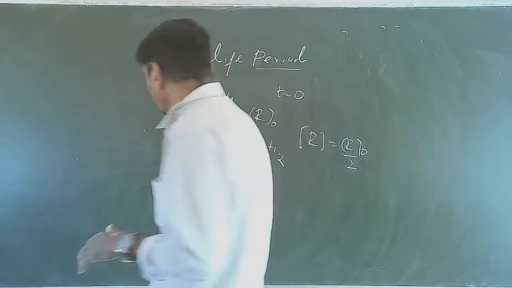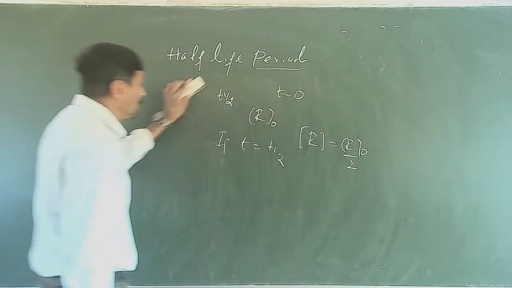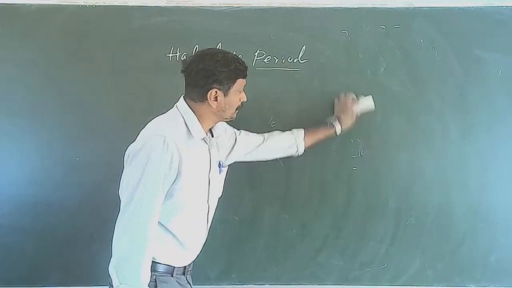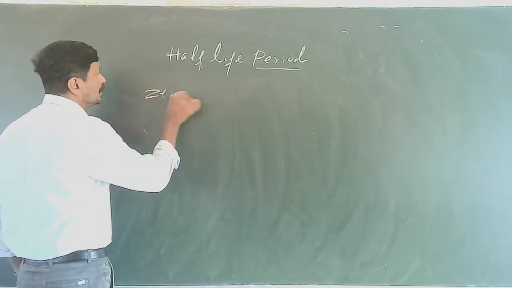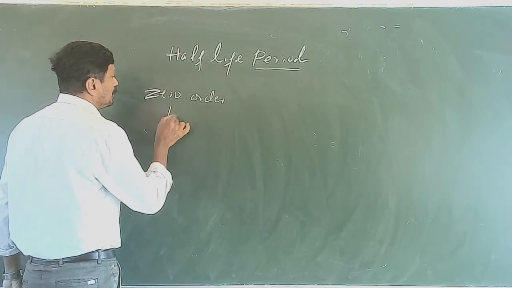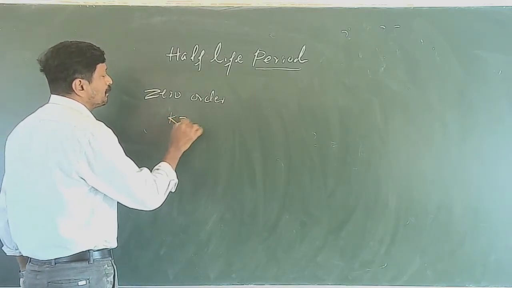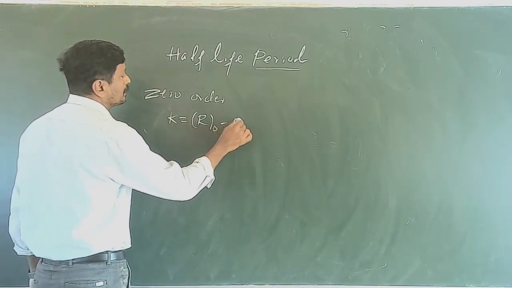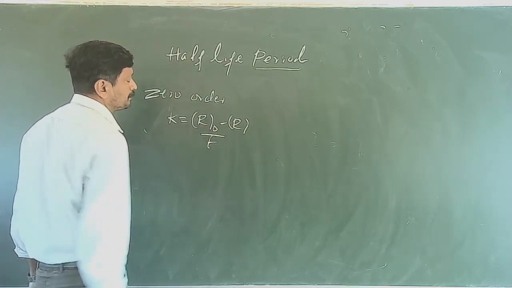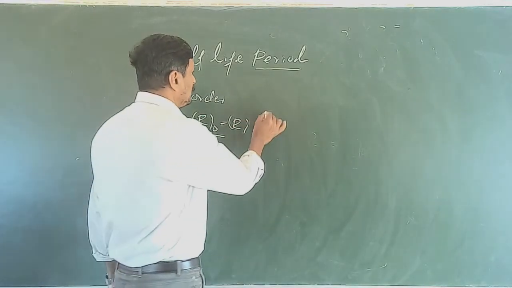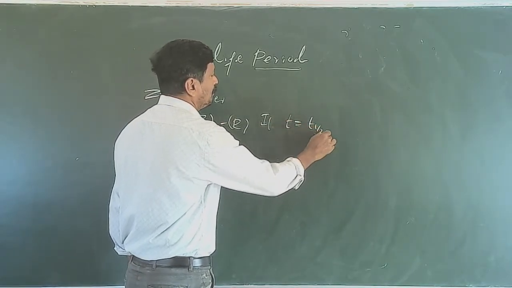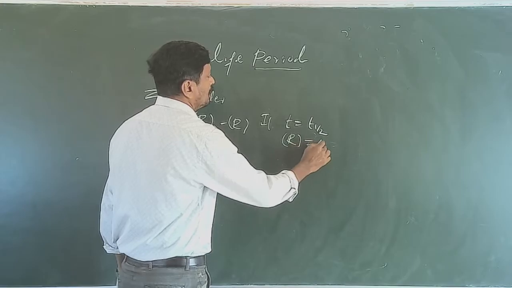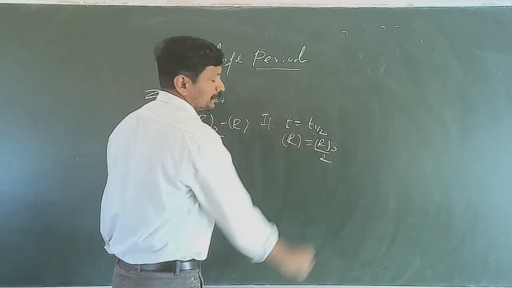So, we shall derive what is the half-life period for zero order and what is the half-life period for first order. For zero order, what is the rate equation? K is equal to R naught minus R divided by T. If T is equal to T half, R is equal to R naught by 2. This you have to remember.